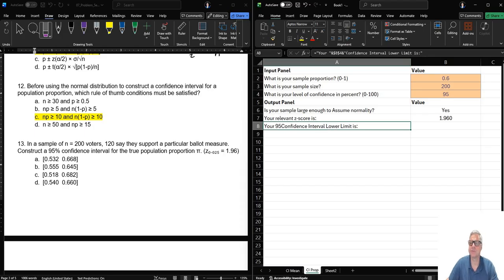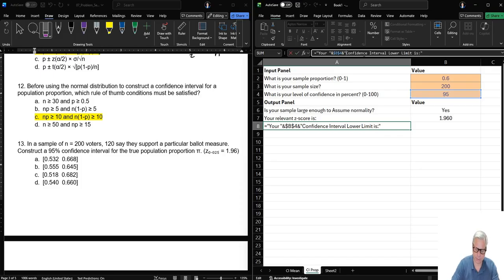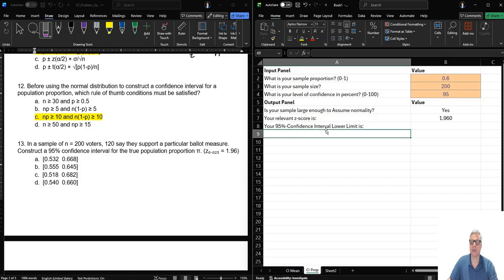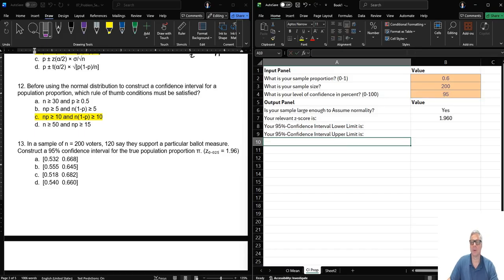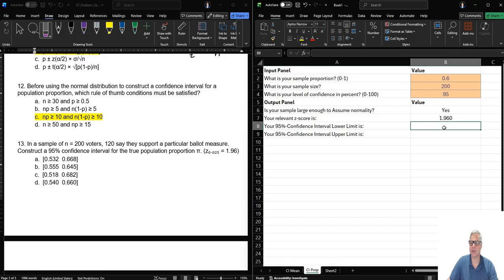Okay, maybe there's a space missing, and for the 95, let's actually do it like a percentage sign. Okay, your 95% confidence interval lower limit is, and now we can do that for the upper limit. I just copy down that formula with Control D, and then we change the lower to upper. Okay, and now we just calculate it. So that is now equal.